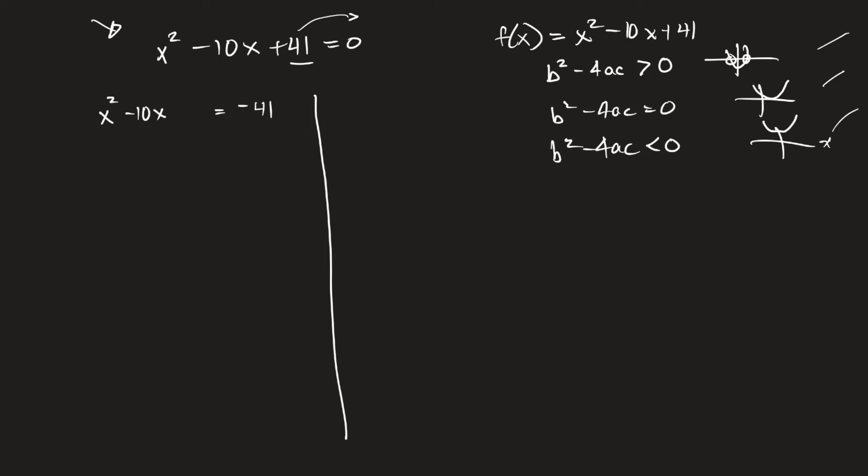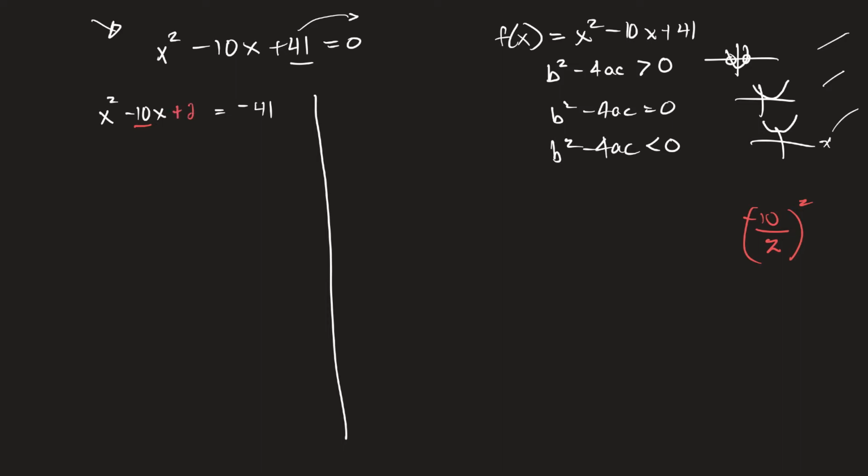And then to complete the square, what I'm wanting is on the left side to get a perfect square, something that I factor and I get the two same factors. To do that, you take this number here, the negative 10, divide it by 2 and then square it. And that works every time to complete the square. So what you come up with is 25.